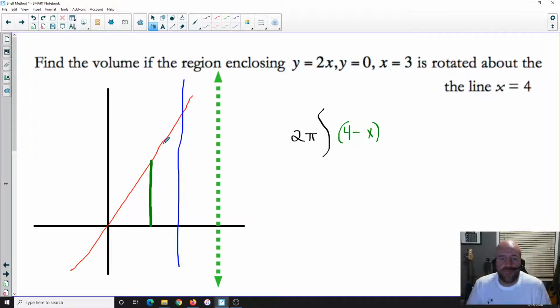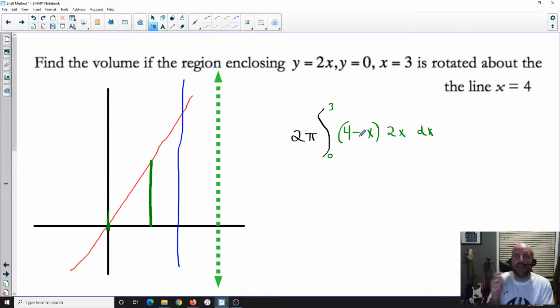And then we want the height. So the height is defined by our function 2x. So we can go ahead and multiply by 2x. And then we need to be from 0 for the x to 3. So we can go ahead and distribute the 2x, clean it up a little bit, and then integrate from there.